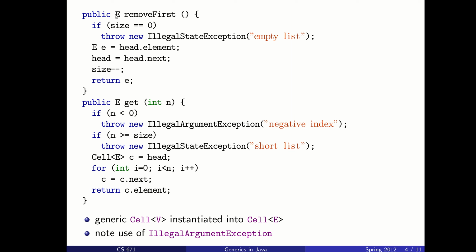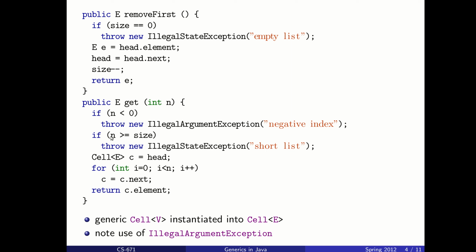So this is removing the first item from our linked list, but if the size is 0, that's illegal state. We can't do that. We get the head's element otherwise. We set head equal to head next. Since this is a singly linked list, we're able to just step forward, and we decrease the size by 1 and then return the old head's element. Not too huge. We're allowed to create a variable of the generic type. We're allowed to return that variable of the generic type, and our return type is of the generic type.